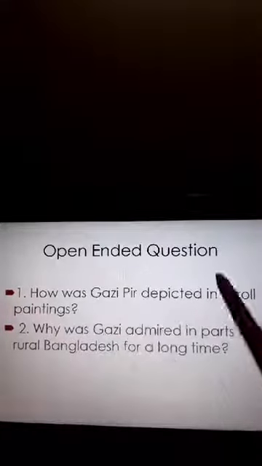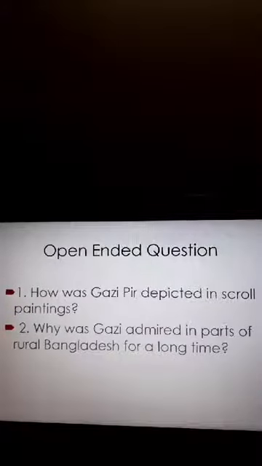How was Gazi Pir depicted in scroll painting? I hope you can easily answer the question. Gazi Pir was depicted in scroll painting very smartly and as a courageous figure. How courageous? He was riding on a Royal Bengal tiger, a ferocious looking Royal Bengal tiger, and also holding a snake in his hand. This represents his extraordinary courage and immense power over the animals of the area.